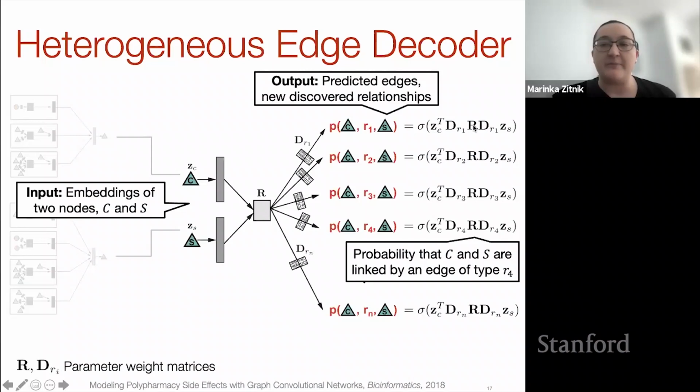And then a matrix R, which was a small fully non-zero matrix, allowed the model to capture any kind of dependencies between any pair of dimensions in the learned embedding. The output of this decoder was then predicted edges for every pair, for every particular side effect. The model would return the probability that the given pair of drugs would interact through that particular side effect.